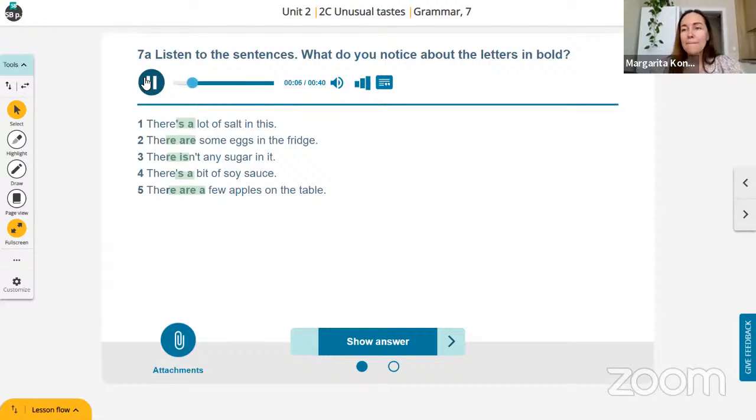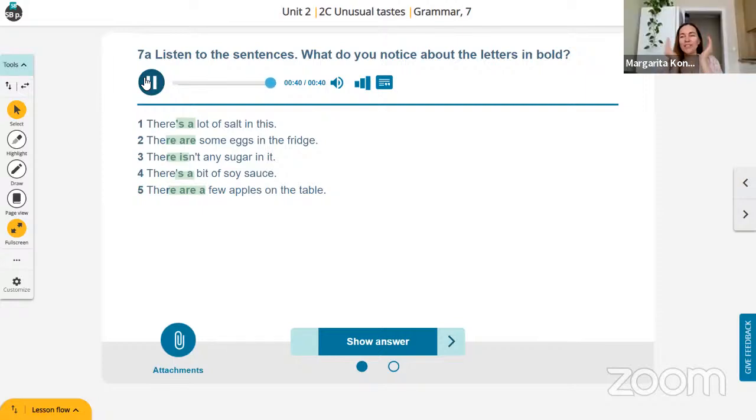1. There's a lot of salt in this. 2. There are some eggs in the fridge. 3. There isn't any sugar in it. 4. There's a bit of soy sauce. 5. There are a few apples on the table.